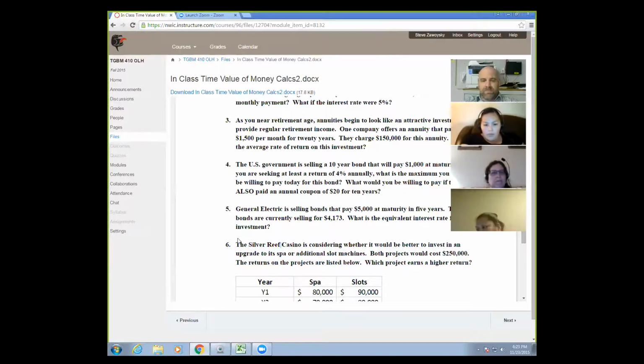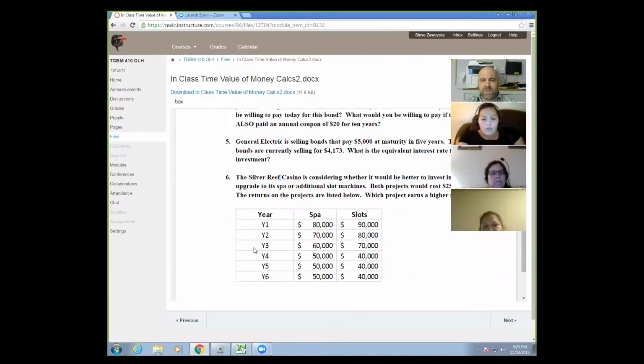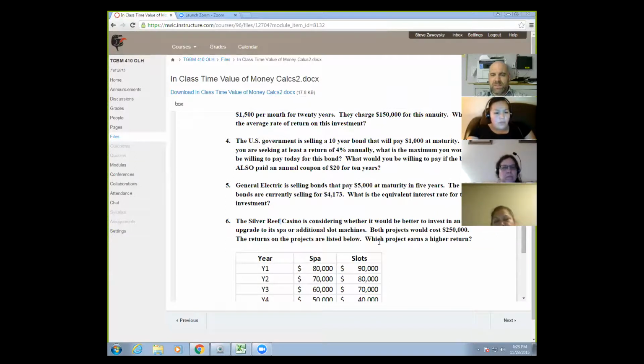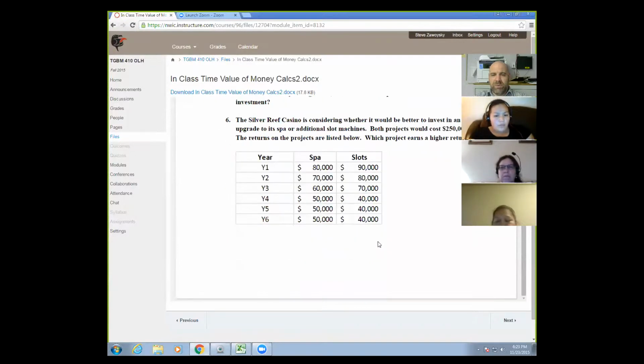Anyways, all right, number 6, last one, then we're done. The Silver Reef Casino is considering whether it would be better to invest in an upgrade to its spa or additional slot machines. Both projects would cost $250,000. The returns on the projects are listed below. Which project earns a higher return? So, big hint here, you want to use that new function IRR and keep it in the same format.